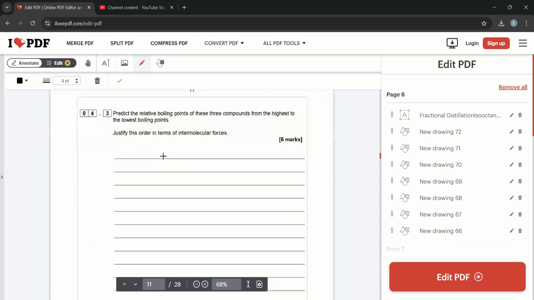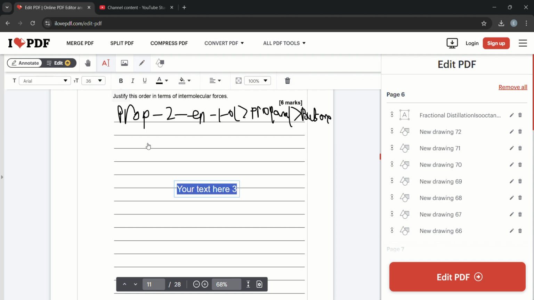So we've got prop-2-en-1-ol, which is greater than propanol, and propanol is obviously greater than butane. It's a 6-marker, so you have 3 stages, but for this it's not really 3 stages. Well, it is, but we just need to talk about the intermolecular forces. I'm just going to summarize it really quickly.